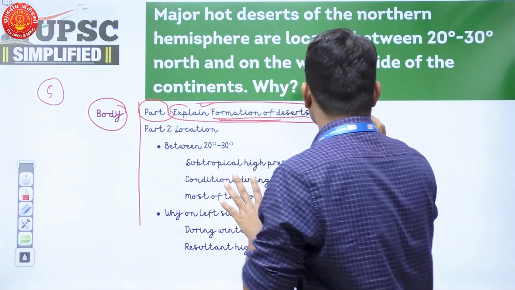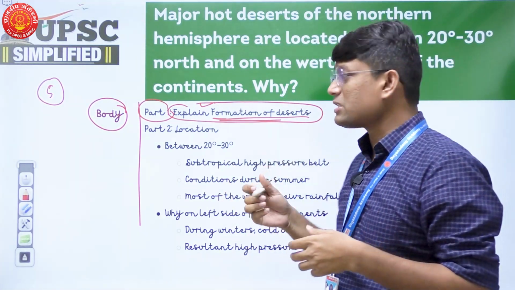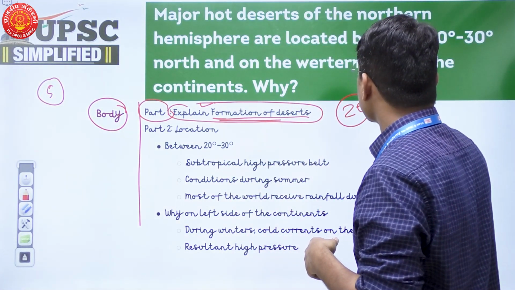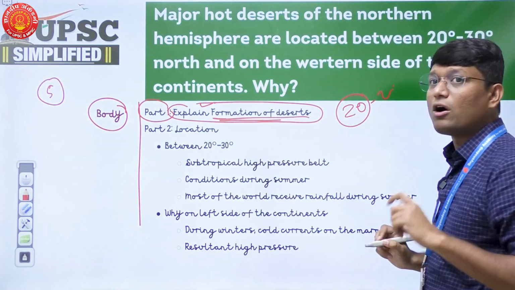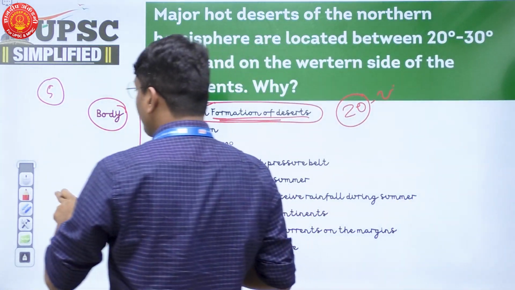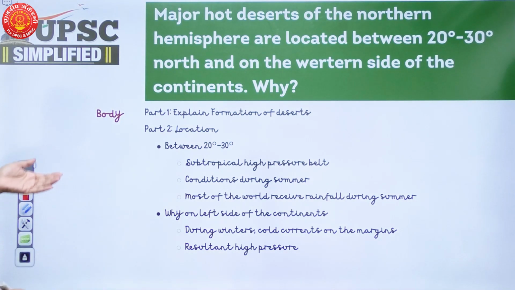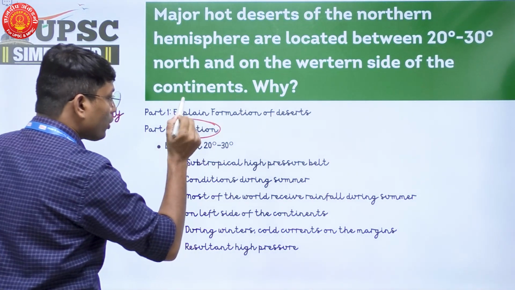For this particular question, let's say if I am writing it in 150 words, I would not spend more than 20 or 25 words for the formation of desert, right? Mention it very crisp and clear. Now the later part is about the location of desert.